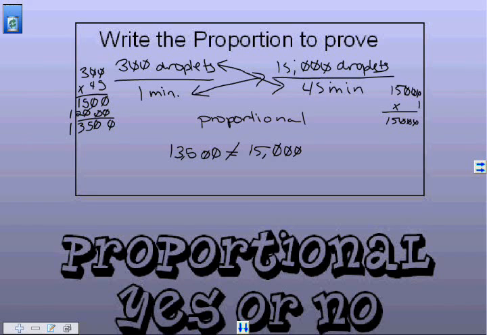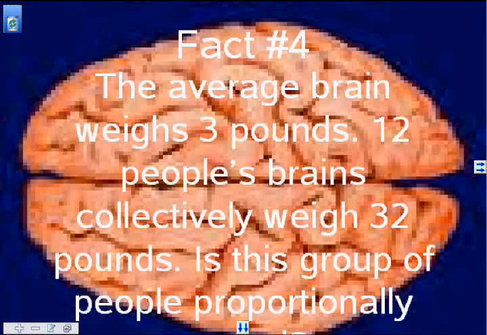If we wanted to know if Jeffrey spit more, what could we do? We could simplify this down to a unit rate per minute. So we'd have to divide by 45 on both top and bottom to break it down to per minute, and then we'd be able to tell if Jeffrey was average, less than average, more than average.